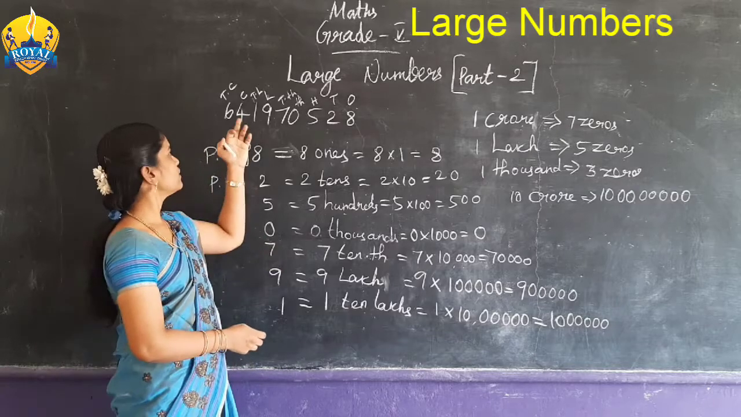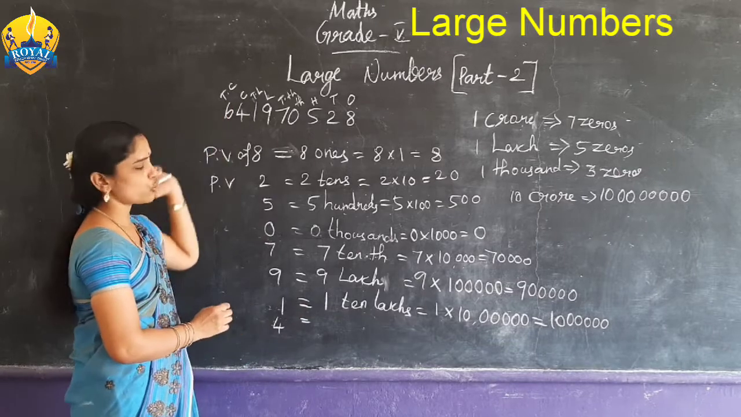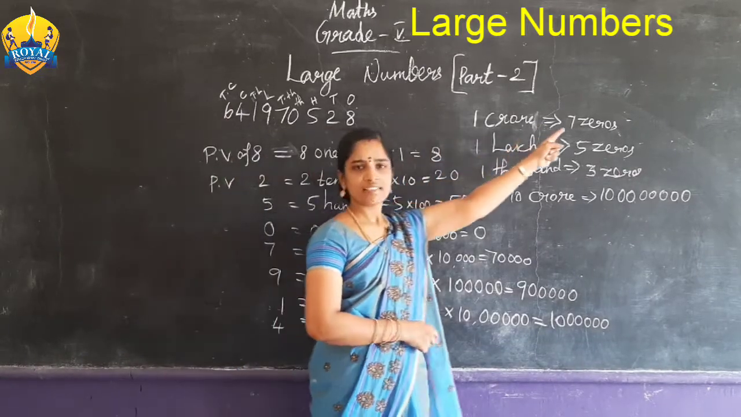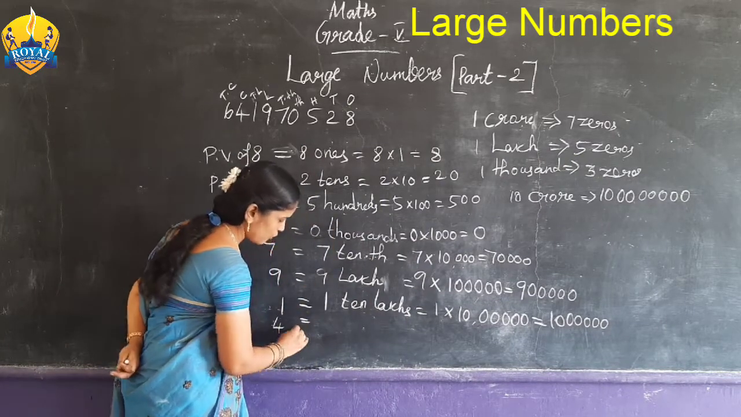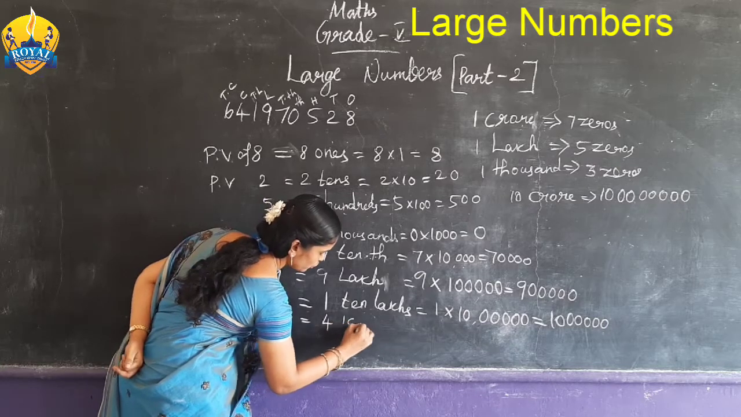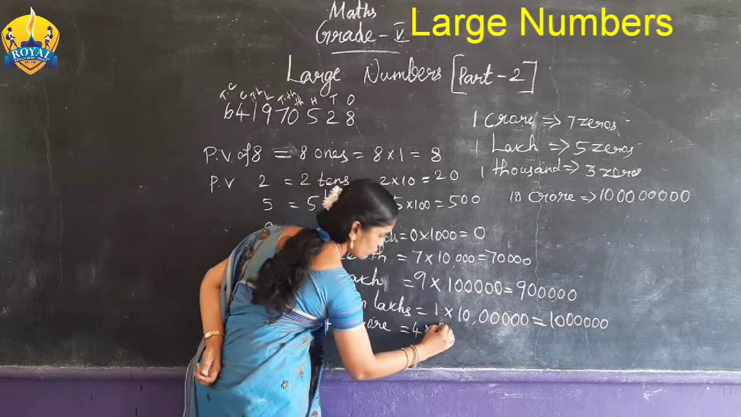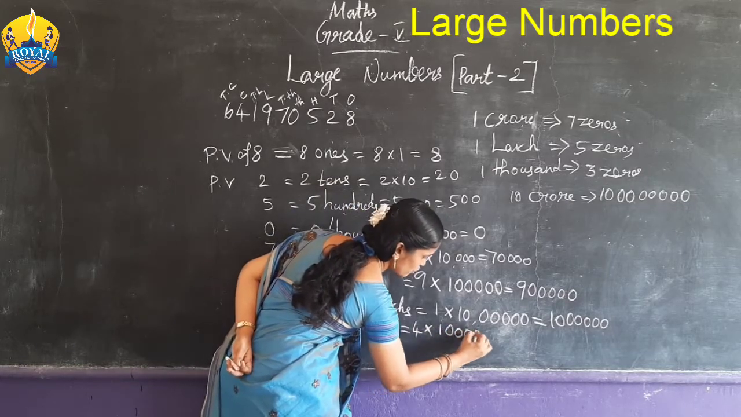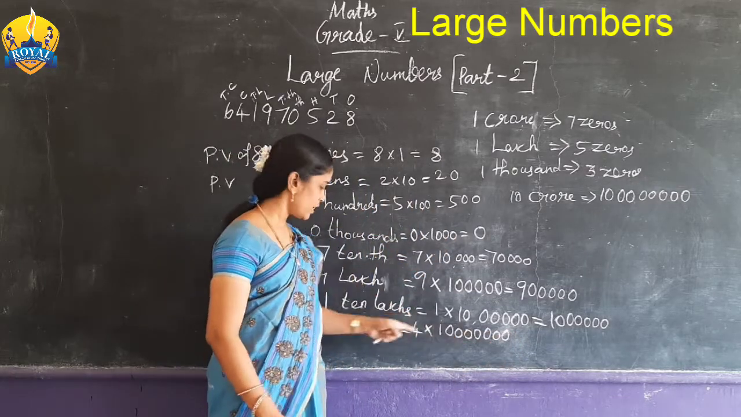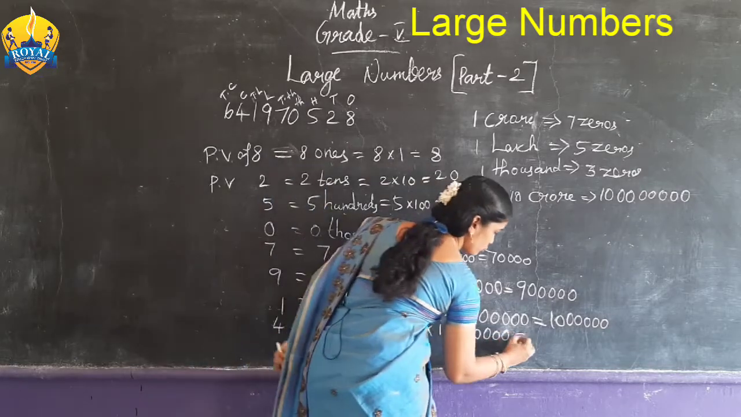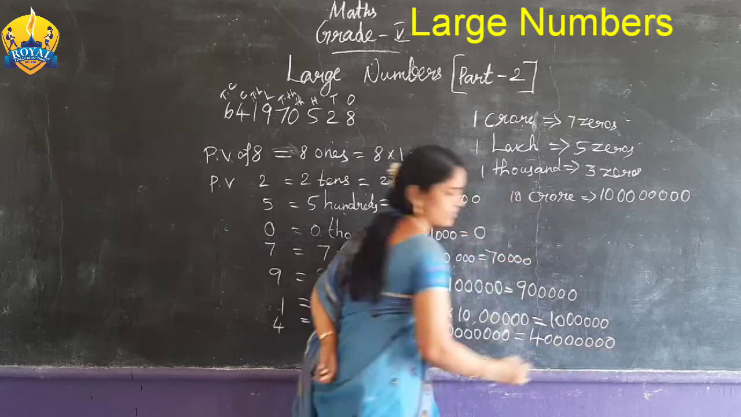Okay. The next one, the place value of 4 is crore. I already told you 1 crore has 7 zeros. So the place value of 4 is 4 crore. So 4 into 1 crore, we add 7 zeros: 2, 4, 6 and 7 zeros. So 4 into 1 crore is 4 crore.